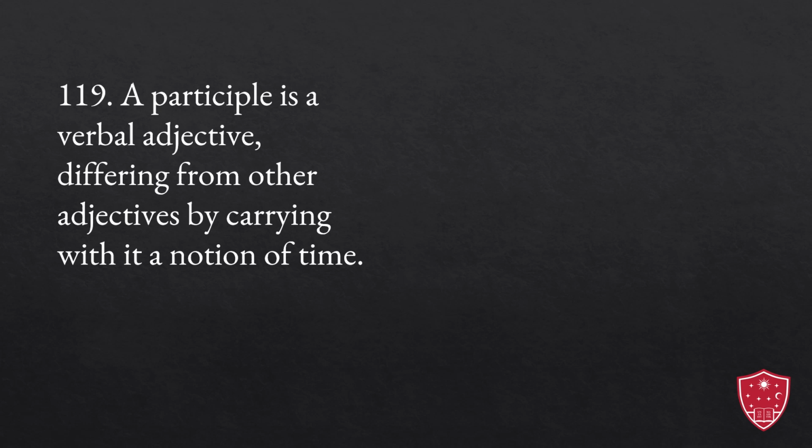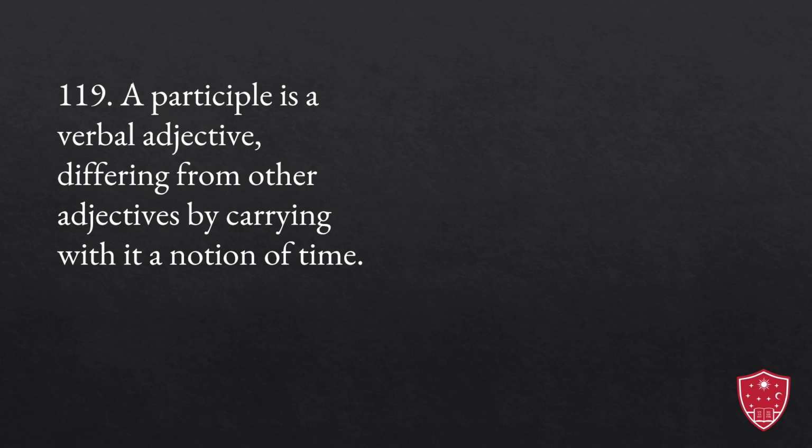In Article 119, we read what we can consider a definition of a participle, and this is likely the most important article in Lesson 12, the definition of a participle. The article reads, "A participle is a verbal adjective differing from other adjectives by carrying with it a notion of time."